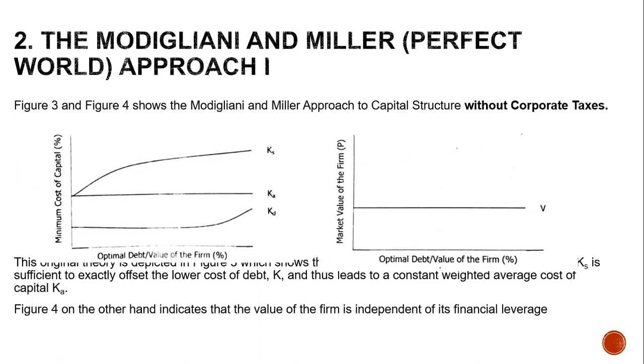Okay? So, in figure 3 and 4, the Modigliani and Miller approach to capital structure without corporate taxes. So, wala tong corporate tax, ha? So, meron tayong cost of equity, meron tayong cost of debt, and then average cost of capital. As you can see, when the cost of shares increases and when the cost of debt increases, the weighted average cost of capital is just the same. Okay? Ayan.